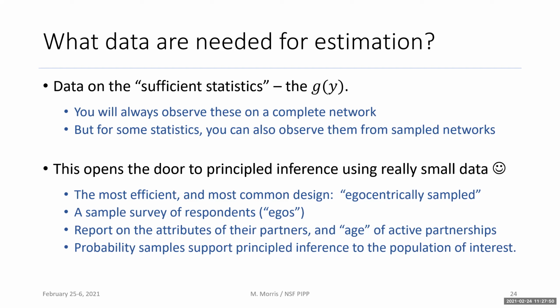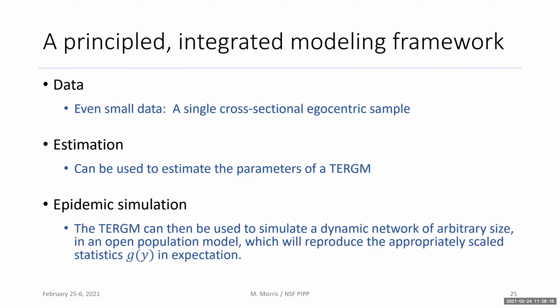The most efficient, most compact, and most common design used in the literature is called egocentrically sampled data. This is a sample survey of respondents, the way you would do a normal sample survey. We call them egos. We ask the egos to report on the attributes of their partners and the age of their active partnerships. If you have a probability sample of egos, you then can support principled inference to the network in the population of interest.